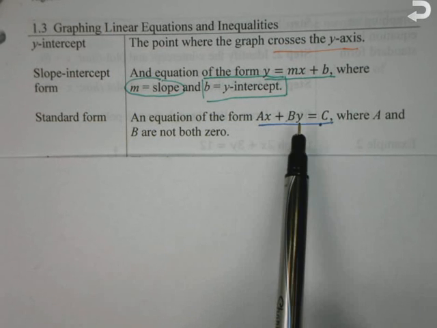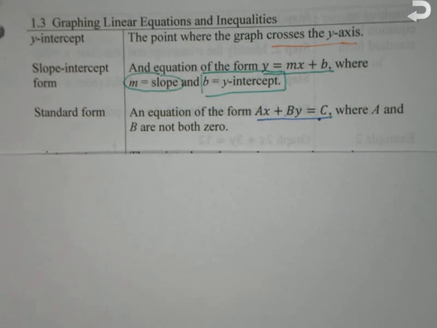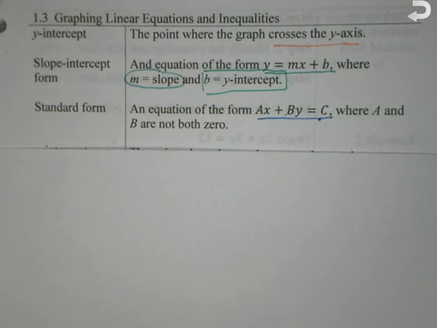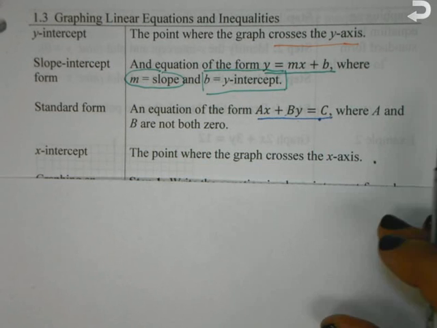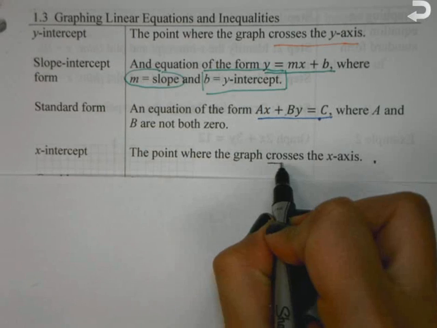Okay, so one more definition for you. We have a y-intercept, so we also have an x-intercept. If the y-intercept is where the graph crosses the y-axis, where do you think it crosses at the x-intercept? At the x-axis. So the x-intercept is where the graph crosses the x-axis.